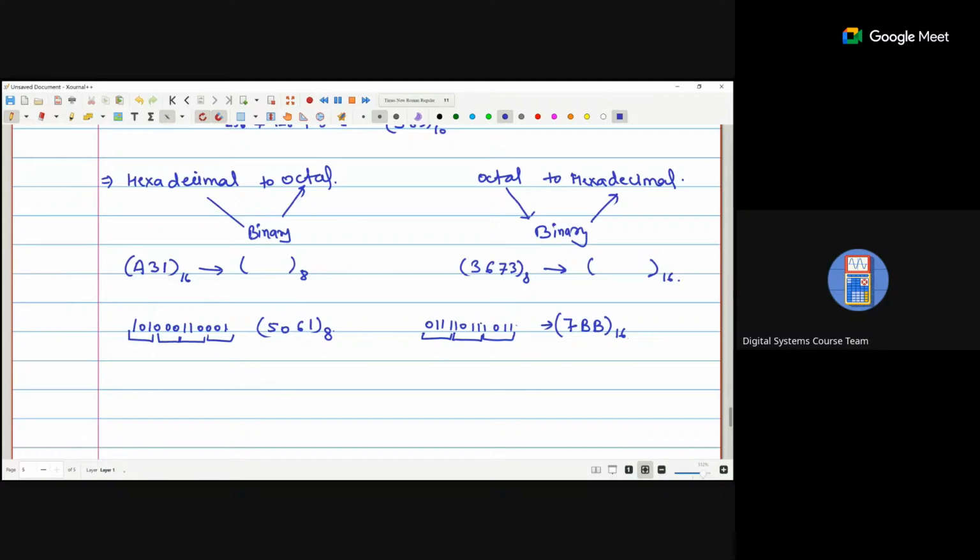So this is all the representation. If you have any doubt related to this one, you can ask. Any doubt with this conversion part? No, sir. Okay.